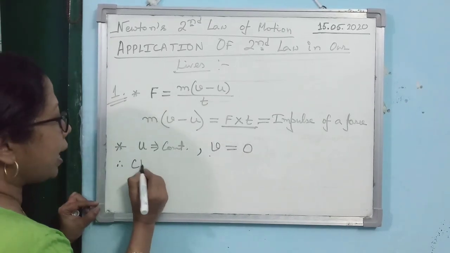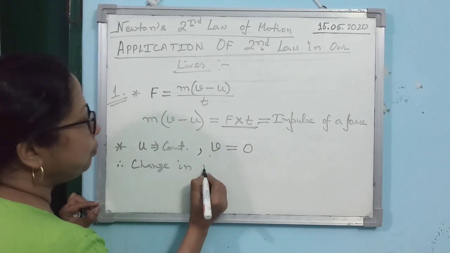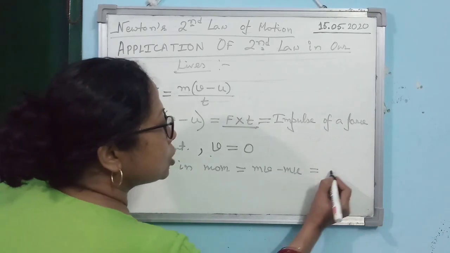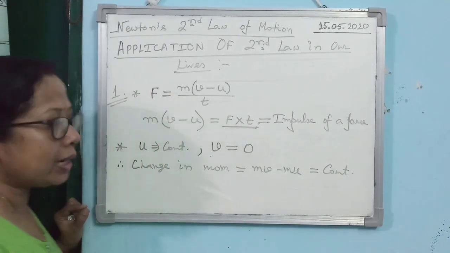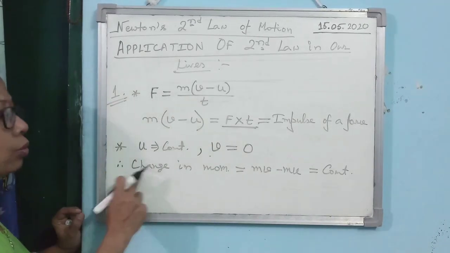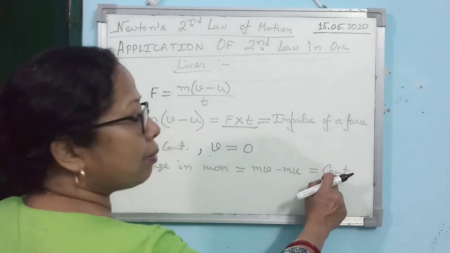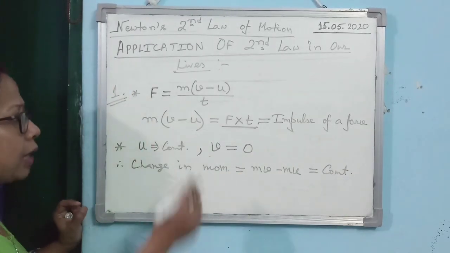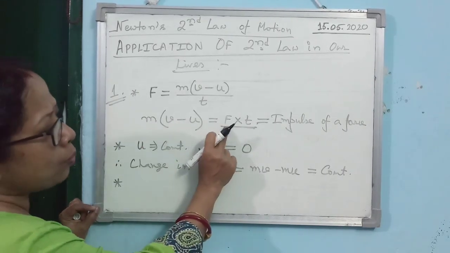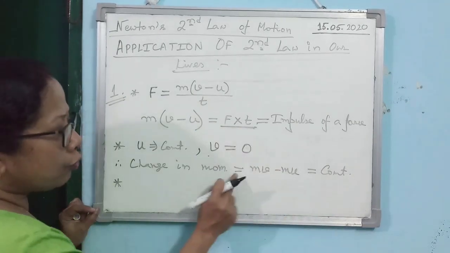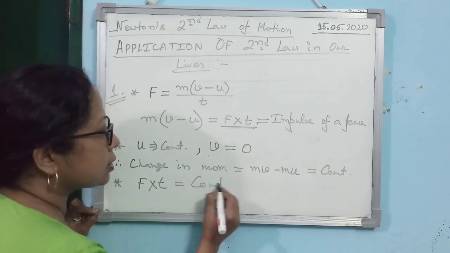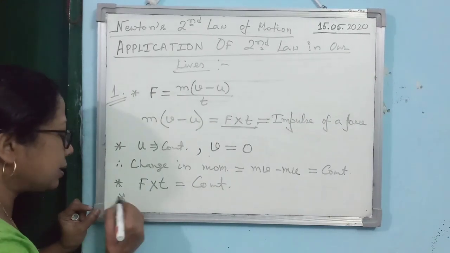So what can you write? Change in momentum, mv minus mu. This will also be constant, isn't it? Because u is constant, m is constant, and v is 0. So what conclusion can you draw? That change in momentum is constant. Now, look at the first relation. Change in momentum can also be written as F into t. So from this relation, you can write that force into time is constant. Now, here lies the trick.